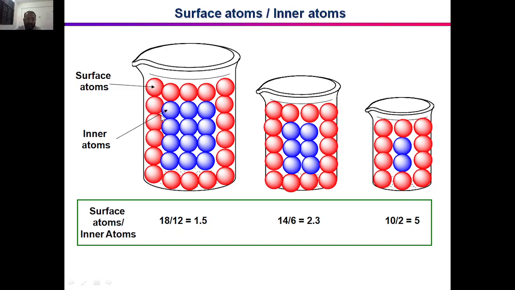So here is the proof that as we keep on reducing the structure to the nano, we are getting more surface area. We have 18 external atoms here, the red ones, and the blue ones are inner atoms. 18 by 12 is 1.5. So external atoms are how much? Surface atoms 14, and here the inner atoms 6. So we got 2.3. Next we have 10 surface atoms and 2 inner atoms. The ratio is 5. So as the size is decreasing, we are getting more number of external atoms comparatively to the inside. It's not that there are more atoms overall, obviously more atoms are here, but compared to the inner atoms we are getting more. So the surface to volume ratio is more.